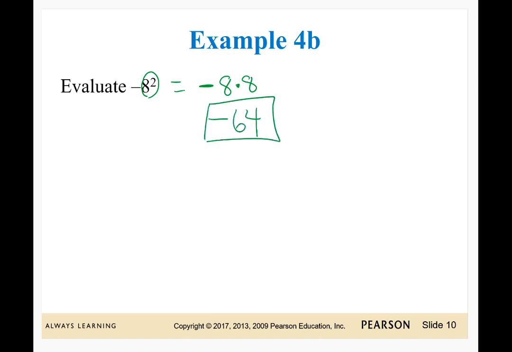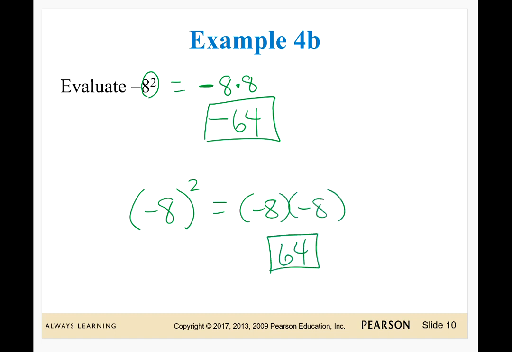So notice the subtle difference between that problem and the last. If I had parentheses around that negative 8, then that would be negative 8 times negative 8, which would be positive 64. So very small difference in the original problem, totally different way that you will do it. So it's really important that you pay attention to those fine details in algebra.